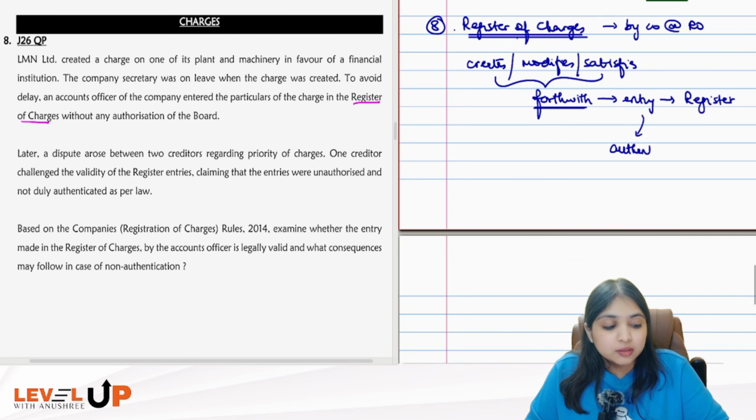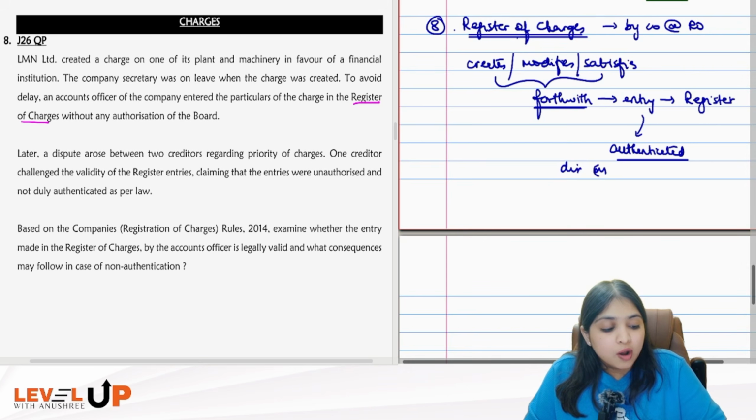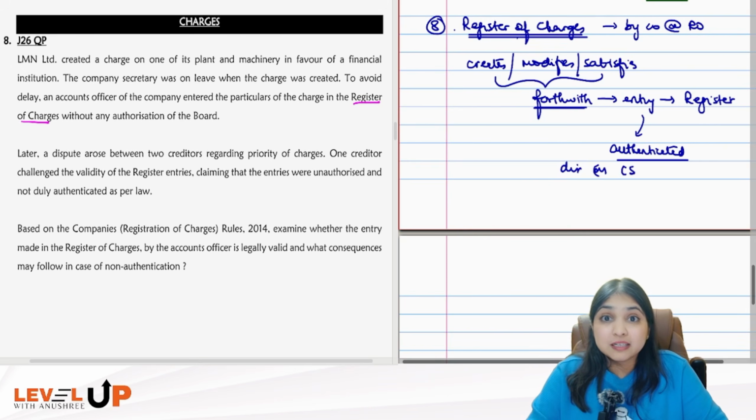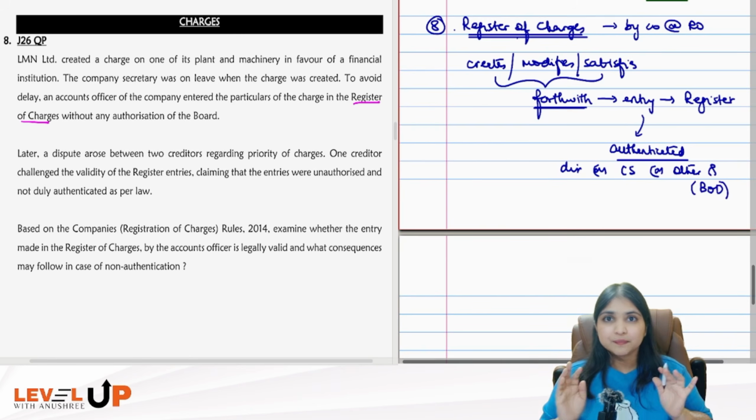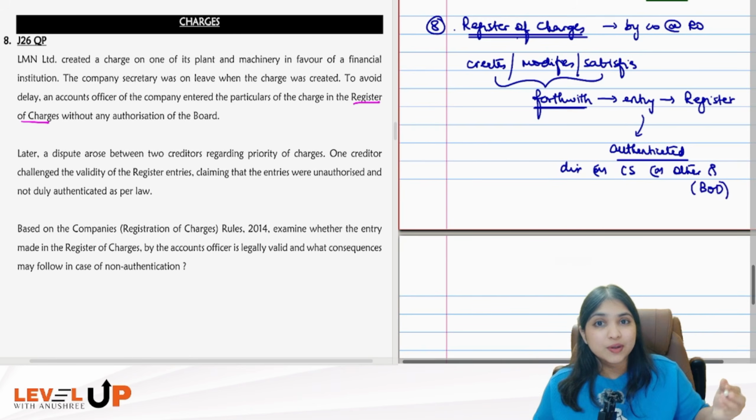But this entry has to be authenticated. It has to be authenticated by whom? It has to be authenticated by a director of the company, or by a company secretary of the company, or by any other person who is authorized by the board of directors. It has to be authenticated. Clear with the provision? Now in this question, what happened?